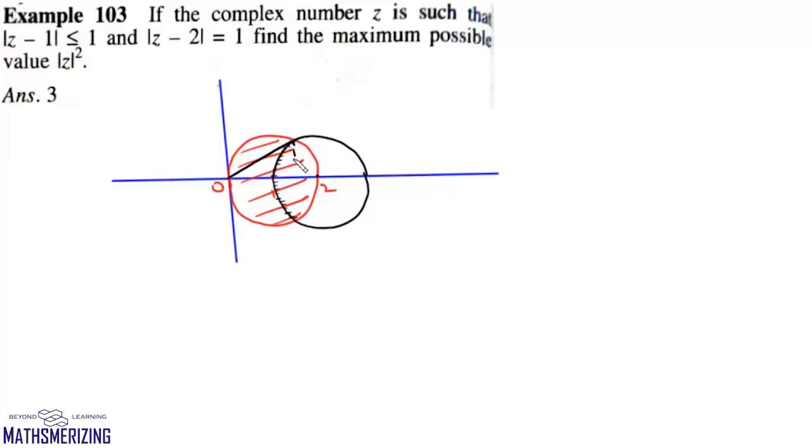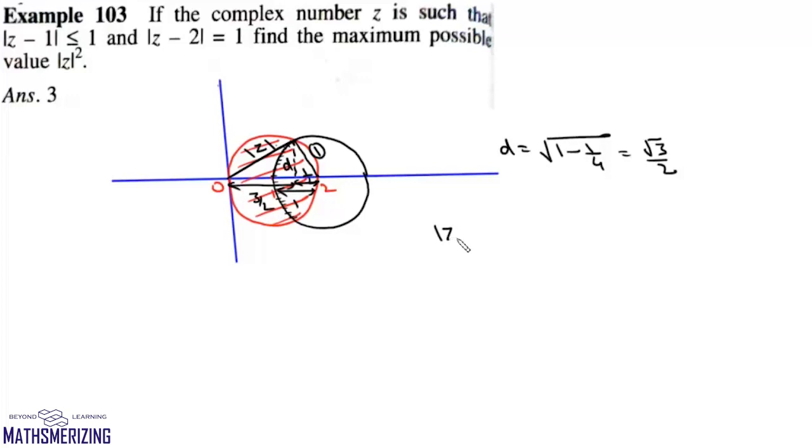Now we drop a perpendicular. This is 1 unit. This is radius of this circle which is 1 unit and this length is 1 by 2. So we can find this d. This d will be under root of 1 minus 1 by 4 and it will be root 3 by 2. Now we can find maximum value of mod z. Now this is d and this length is 1 plus 1 by 2 and it will be 3 by 2.